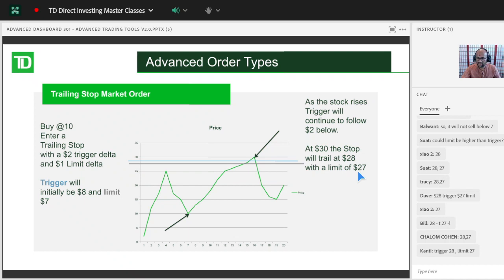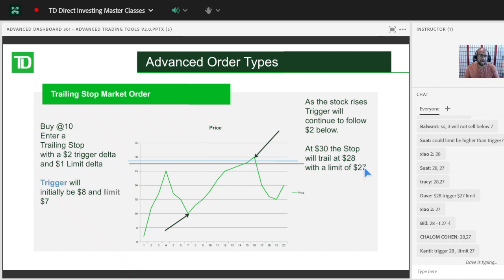Okay. So I know someone asked a question. Balon says, so it'll not sell below 27? Yes, in this case, Balon, in the beginning, yes, it will never sell below 27. But as the stock goes up, then it's adjusting. So now at the highest price, it will not sell anything below 27.